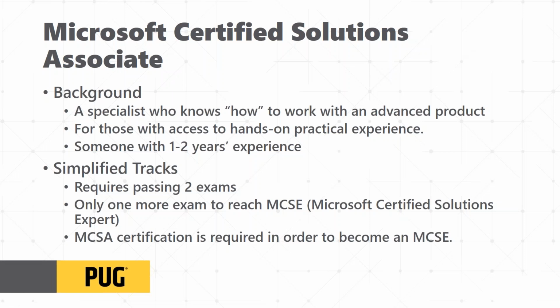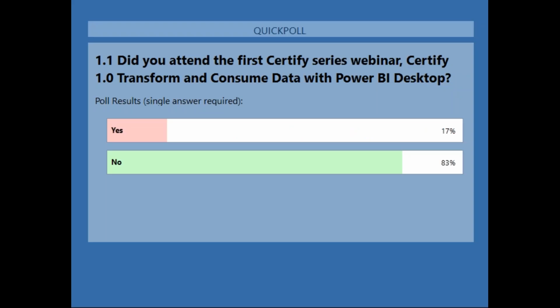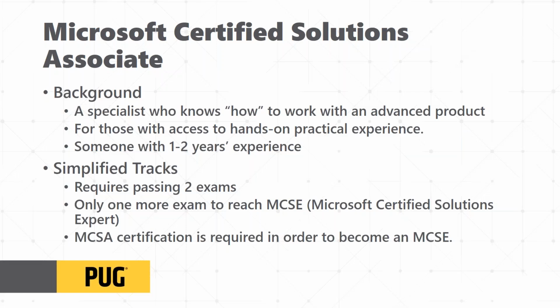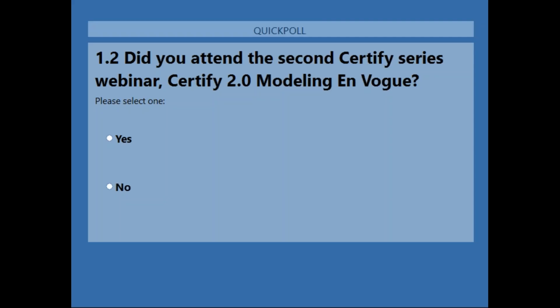All right, we've got 83%, oh, I'm sorry, 17% did participate in it, but a large percentage did not. So we'll make sure we get that recording out to you guys. Yes, please. Because that covers the first topic. The next question. And similarly, did you attend the second Certify offering, Certify 2.0, Data Modeling in Vogue?